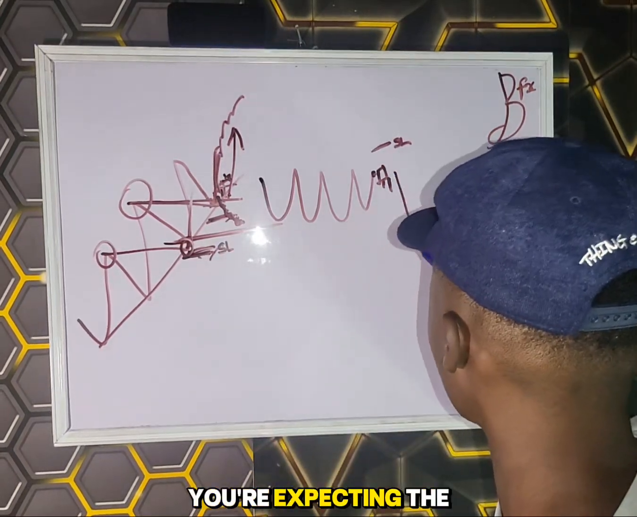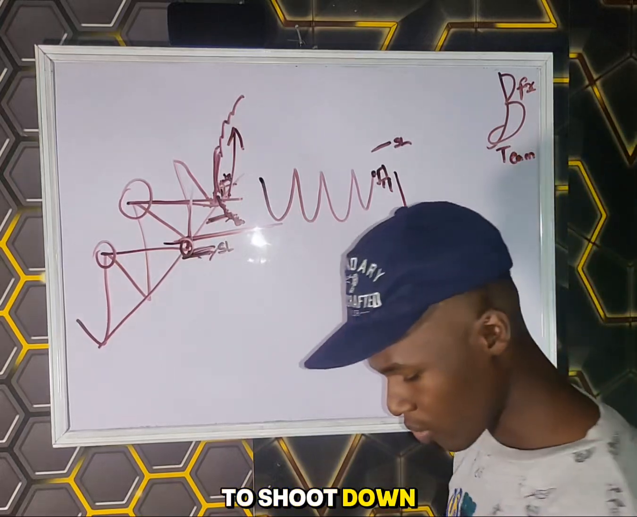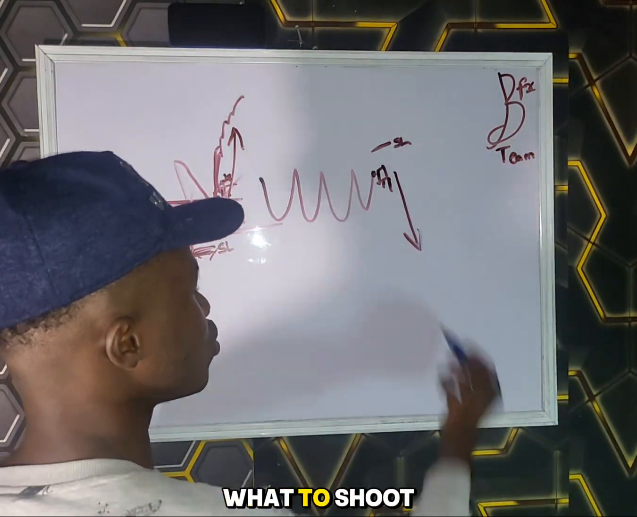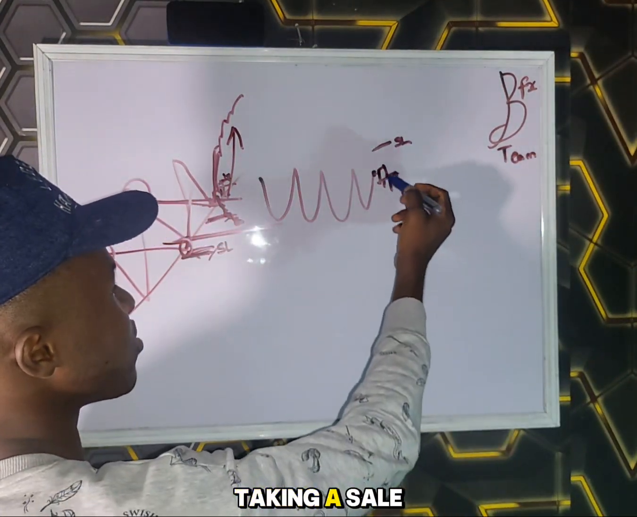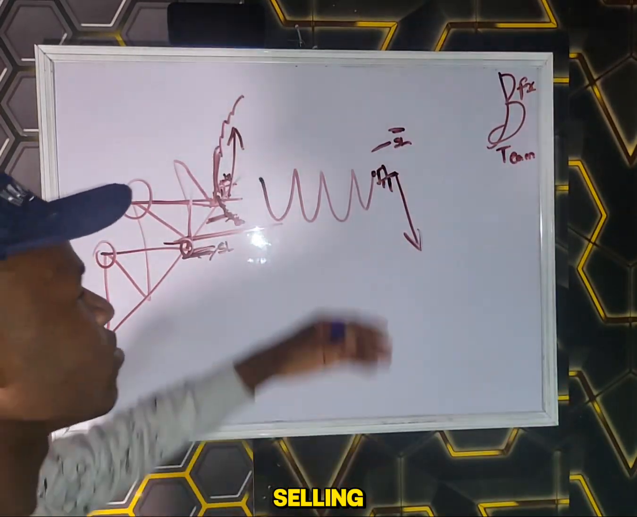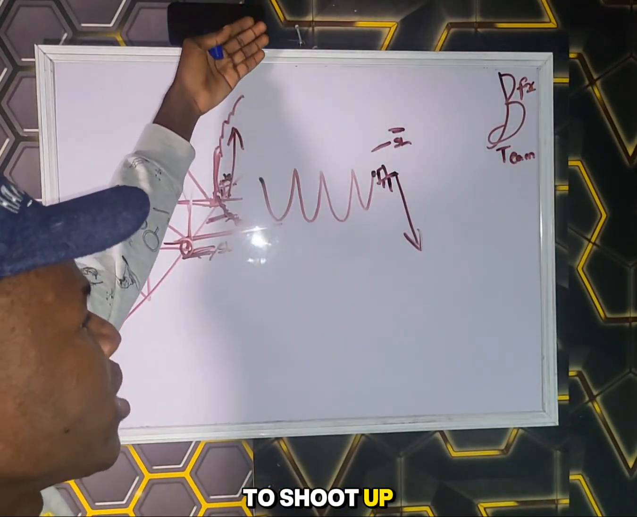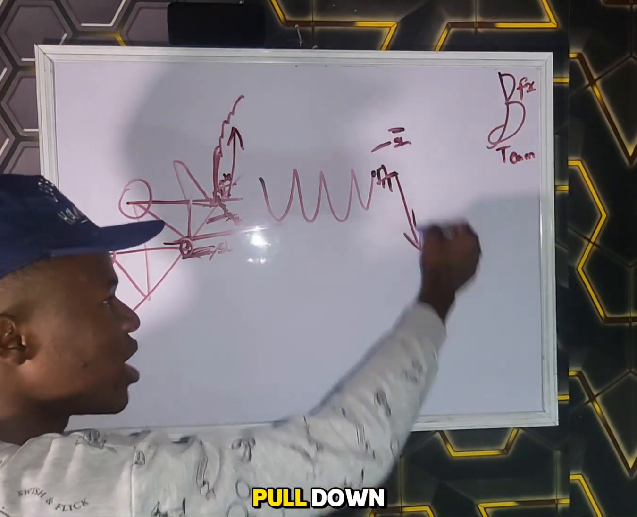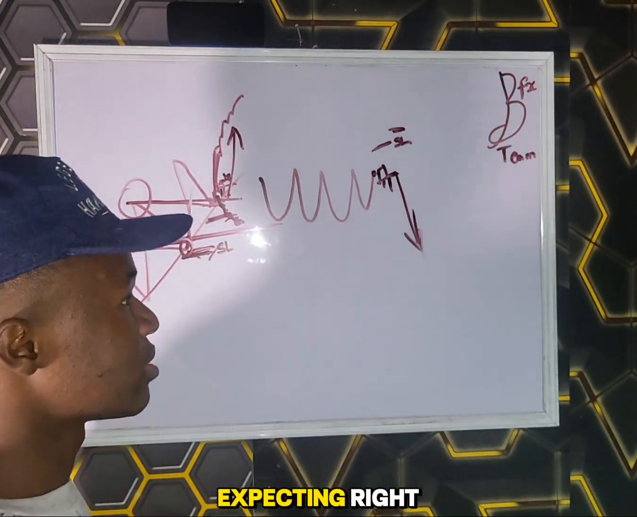And that means you're expecting the market to do what? To shoot down. That's why you're taking a sell here. Then your SL will be at the top, because if you are selling, you are not expecting the market to shoot up, right? You're expecting them to pull down. That's what you are expecting, right?